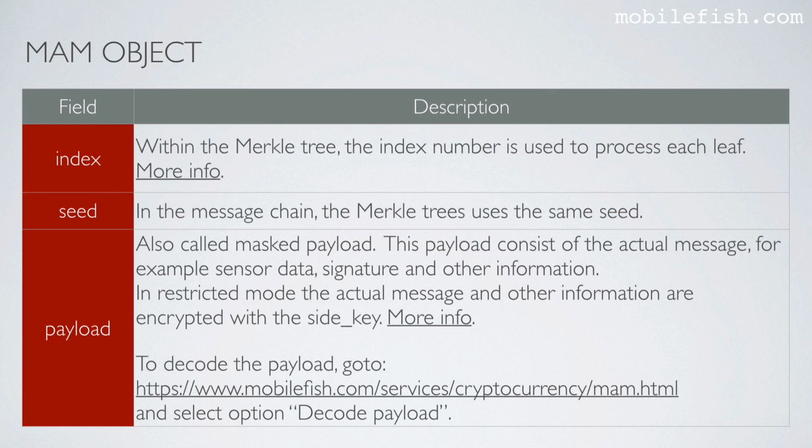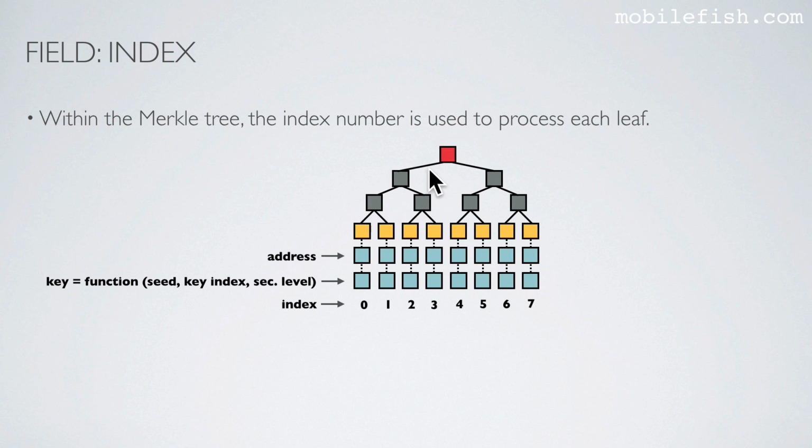Index. Within the Merkle tree, the index number is used to process each leaf. If we look at this Merkle tree, these are its leaves. The first leaf has index number 0, then 1, 2, 3, 4, 5, 6, 7. The index number is used to process each leaf sequentially. Please note the index number has no relationship with the key index number.